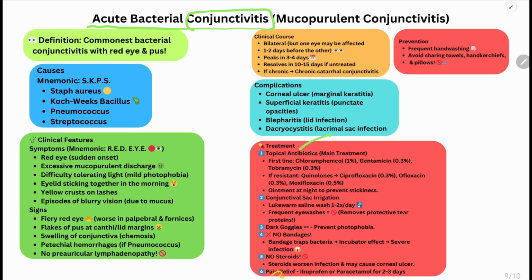And you may also use pain relievers as it is red eye with pain, like ibuprofen and paracetamol for 2 to 3 days. How are you going to prevent this? For prevention, you should go for frequent hand washing because it is caused by bacteria, and avoid sharing towels, handkerchiefs and pillows. Okay, so these are the important points that you must remember regarding acute bacterial conjunctivitis.